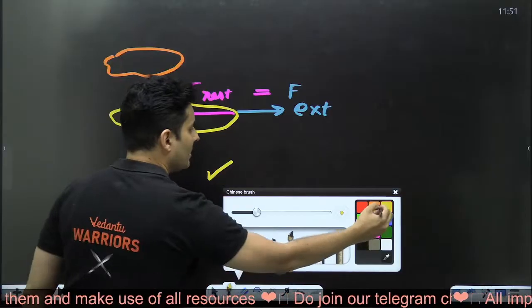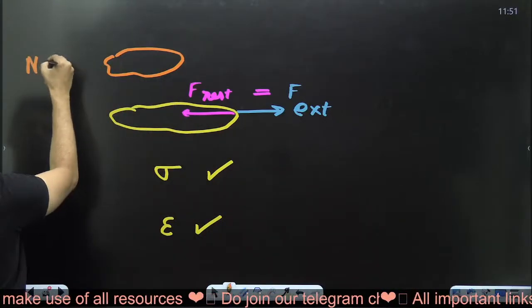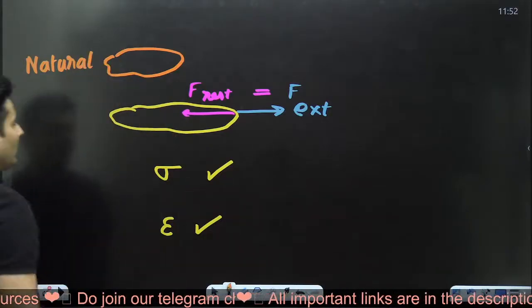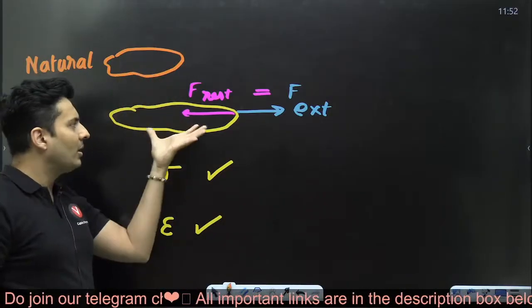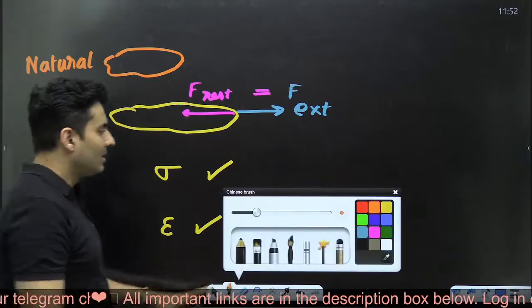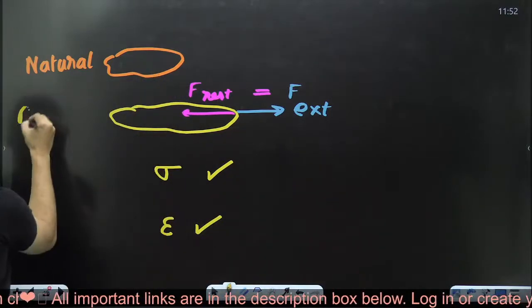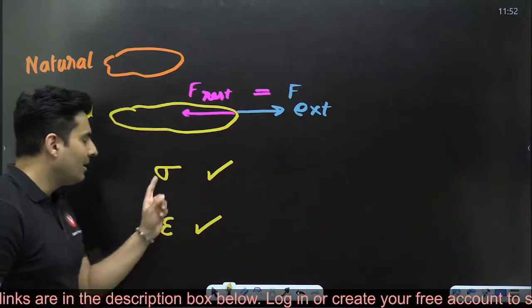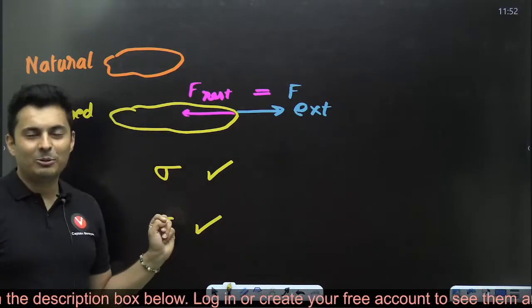This was the original. This was the natural position. This was the initial position. This is the natural shape and size of the body. Now this has been deformed. So now you might be thinking, maybe the stress is related to the strain.